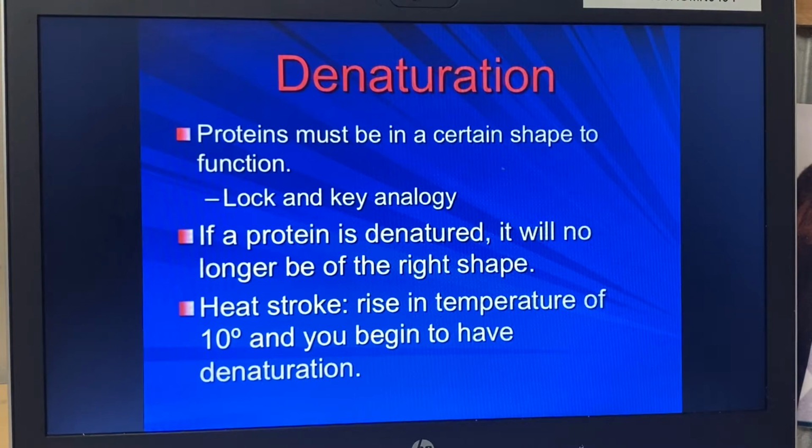And when proteins start to lose their shape, we call them becoming denatured. When denaturation starts and the protein starts to lose its shape, it's not going to function to its full capacity. And if it gets to the point where the protein becomes completely denatured and has totally lost its shape, it's not going to function at all.